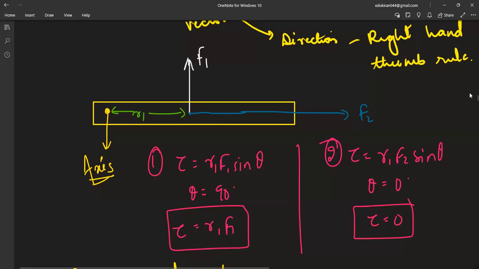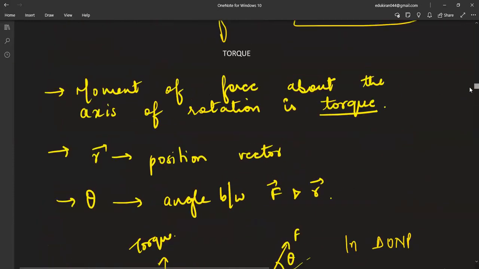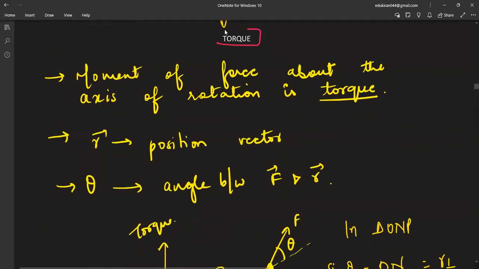Angular momentum I'll discuss. All these things will come together. But before that, just note down this, make a heading torque, start writing about it.